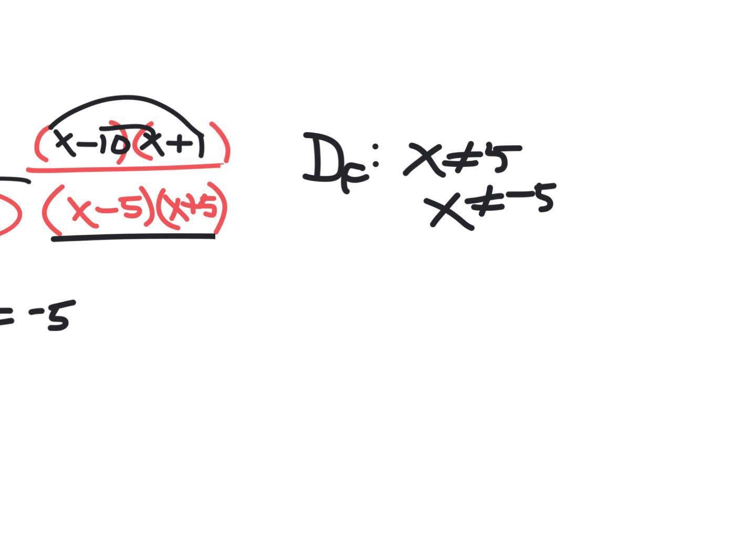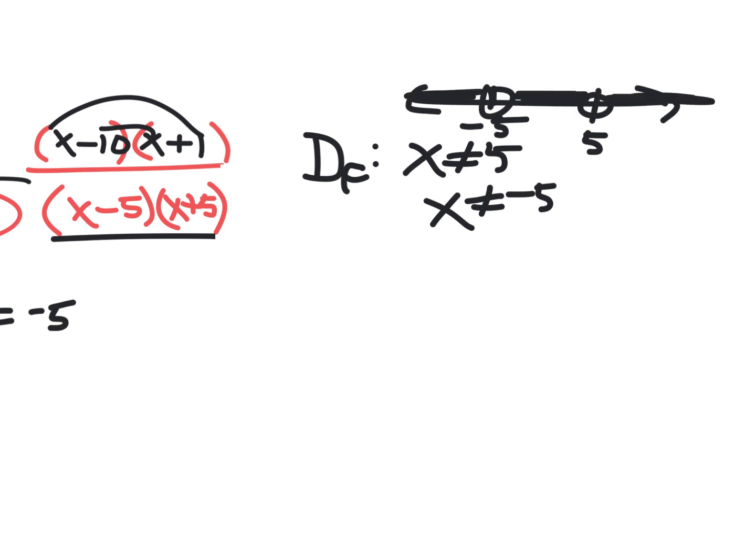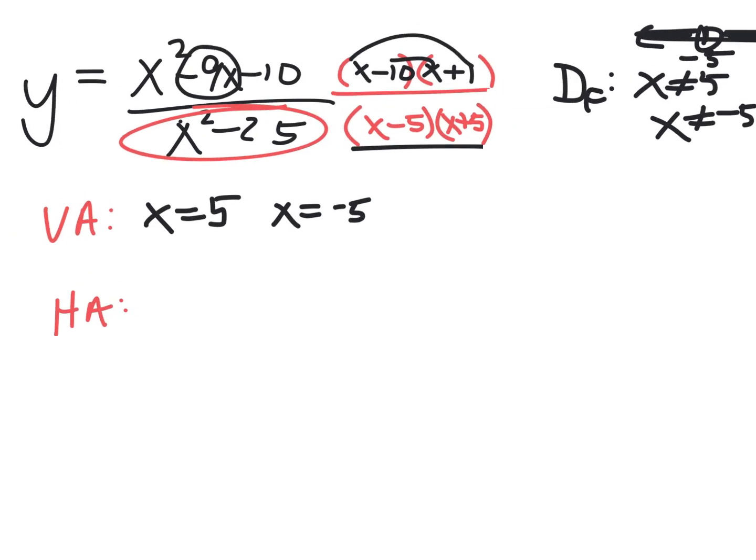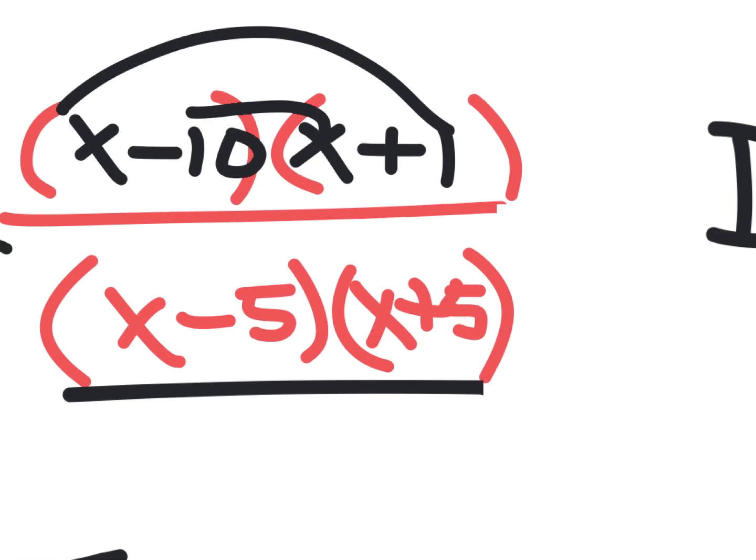And that would have been easier to just make a number line and say can't be negative 5 and can't be 5, but it can be everything else. So that's an example of how you do domain. But back to this. Horizontal asymptotes, I said to wait till now to put in what?